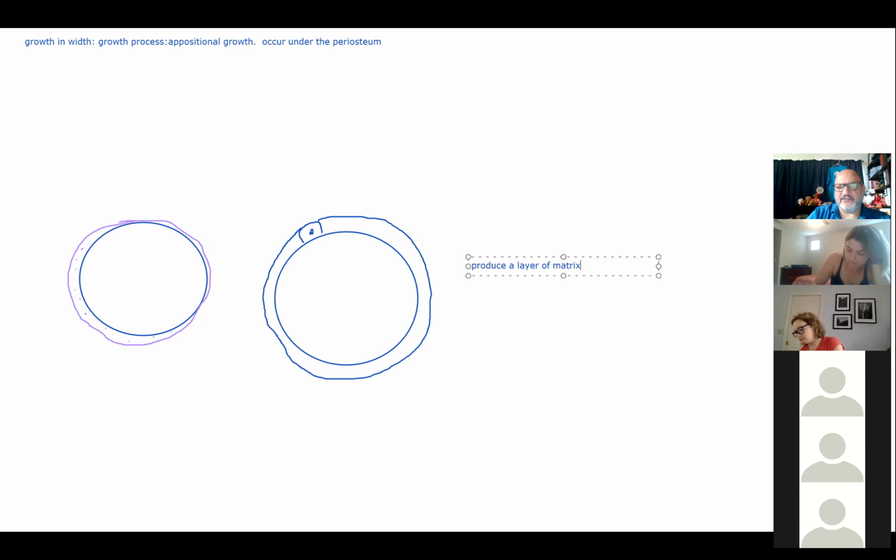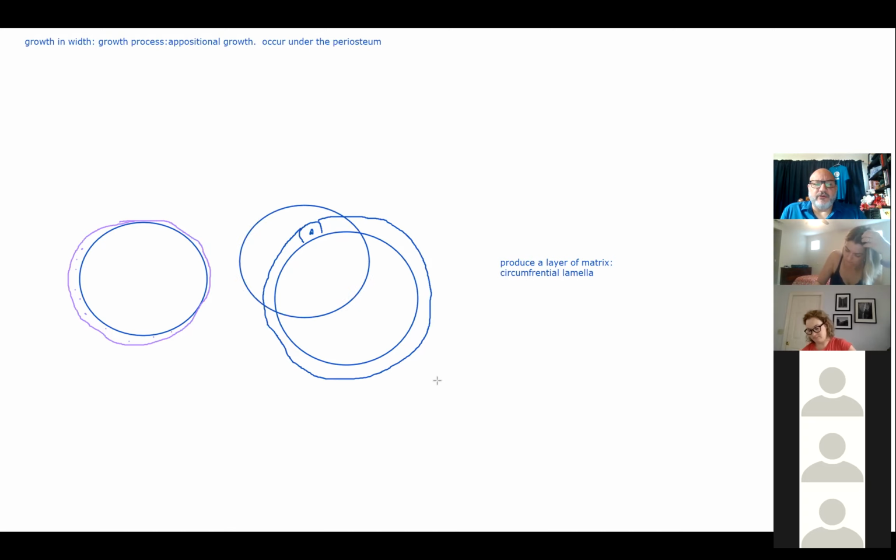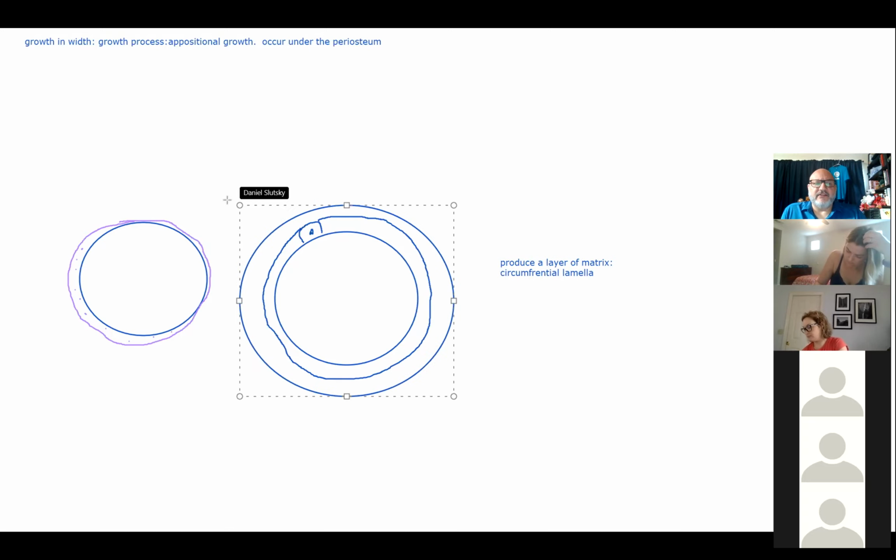And what would we call that type of layer of matrix that went around the entire circumference of the bone? Circumferential, right? Lamella. We would produce a circumferential lamella, and as a result of that, our bone would be wider. Again, mission accomplished. We know that the periosteum is still there, and so we know it's capable of producing another layer on top of that.